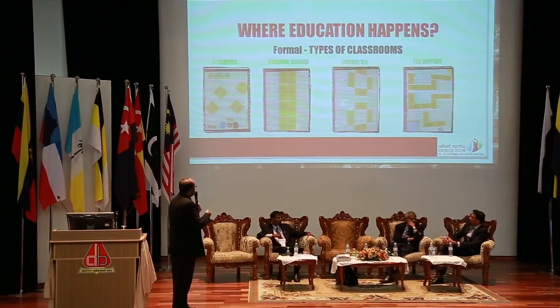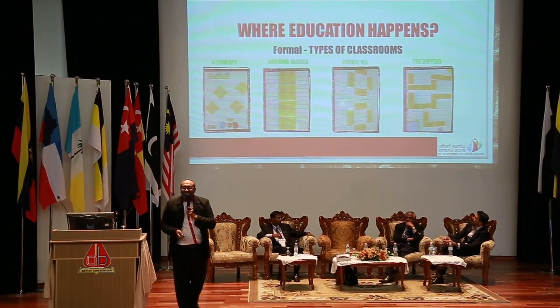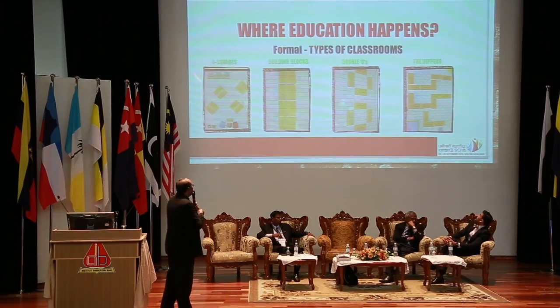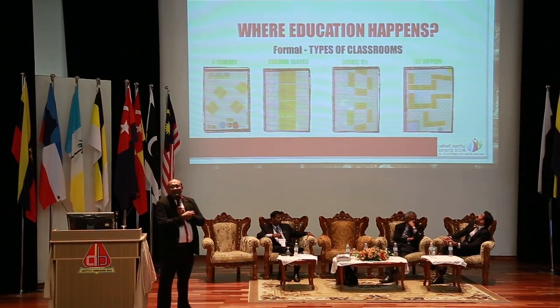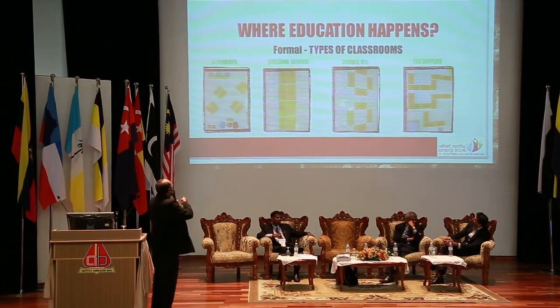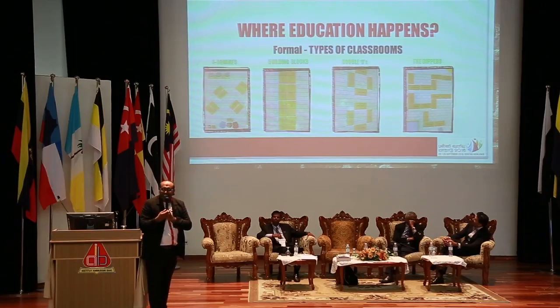This is called four squares. One square, one square, one square, one square. Can you tell me what's the advantage of this? Four squares. Good for what? Group discussion. Collaborative. The students are looking at each other's faces.